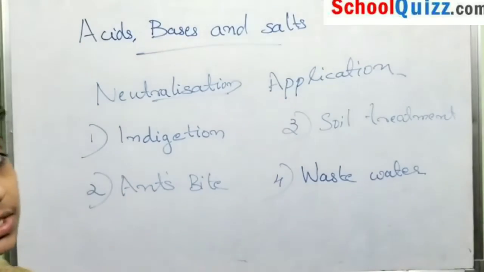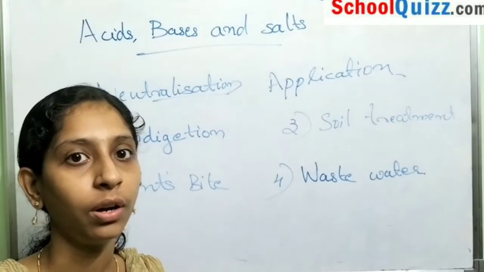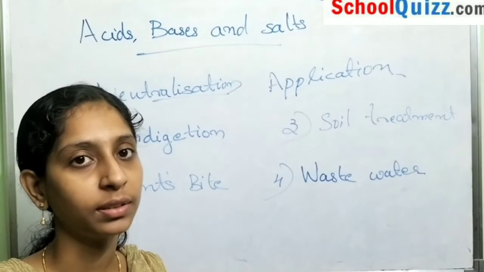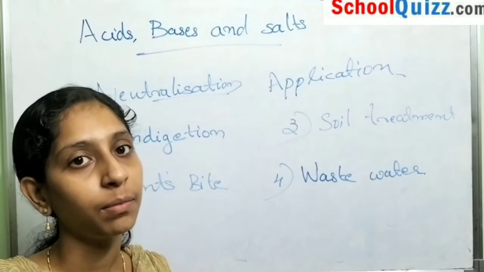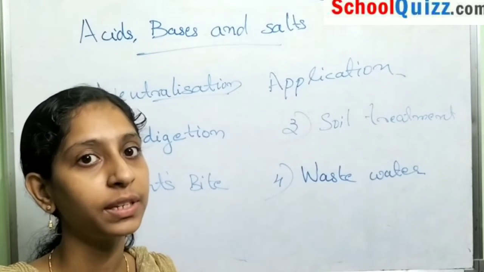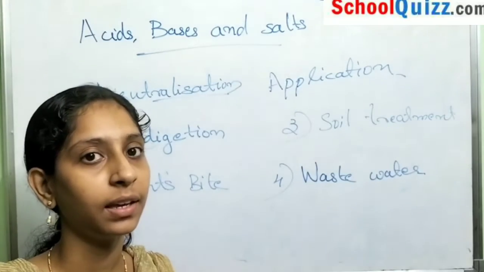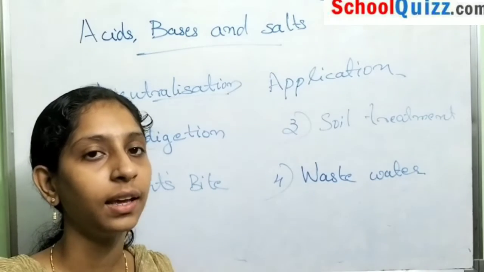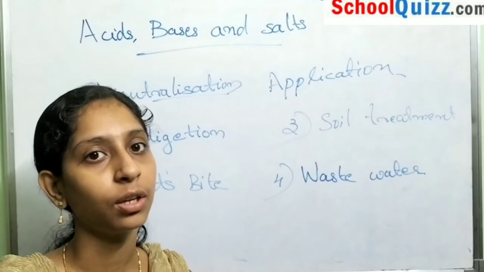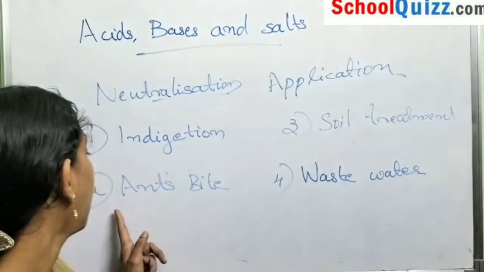First one is indigestion. Hydrochloric acid is produced in our stomach for digestion of food. Sometimes excess hydrochloric acid is formed in our stomach. That is very painful. At the time of acidity, we use antacids like milk of magnesia, which is a base. The excess hydrochloric acid reacts with milk of magnesia and is neutralized. It reduces the acidity.